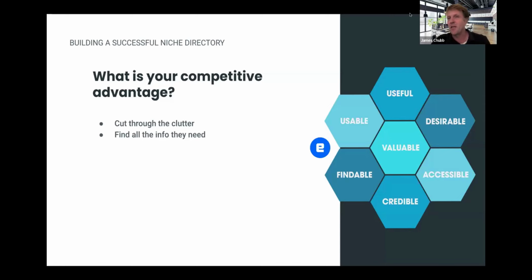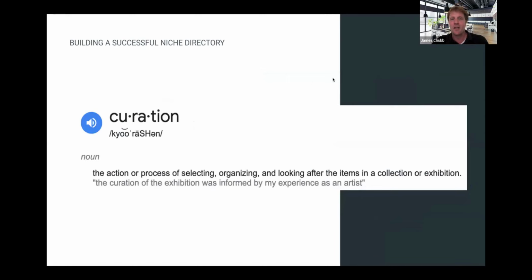Finding every little piece of information that people need about the listing is enormously important, but also what it is not, distracting them with everything else. And so this idea of building a niche directory often comes down to curation. The definition of curation is the action or process of selecting, organizing, and looking after items in a collection or exhibition. So curation is basically cutting out the things that people don't want to see.